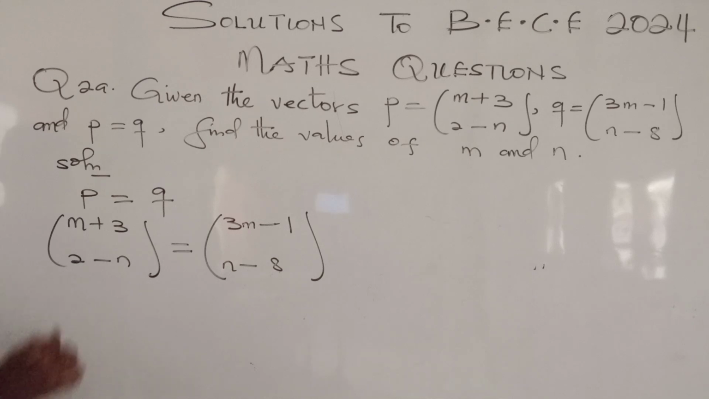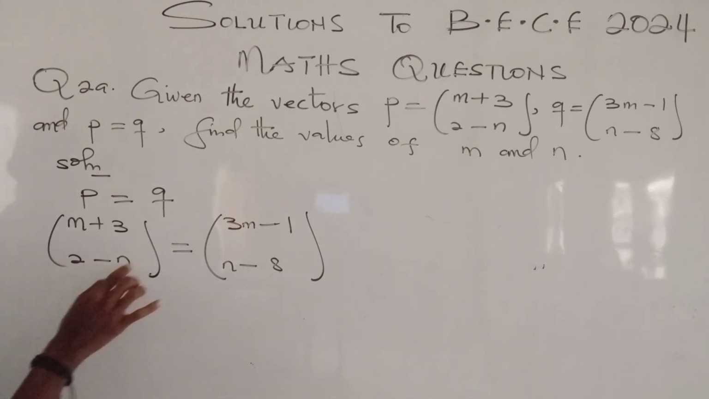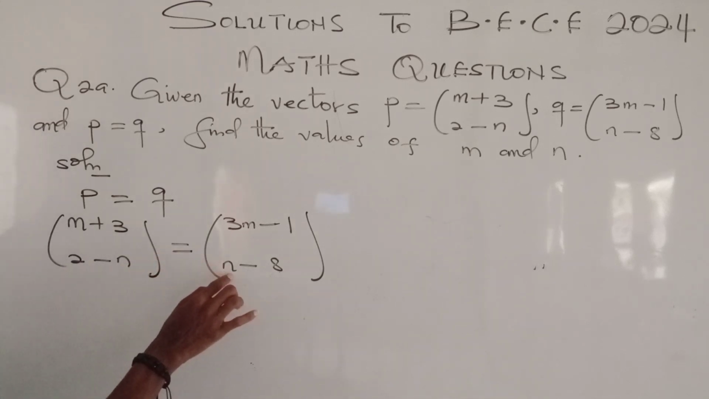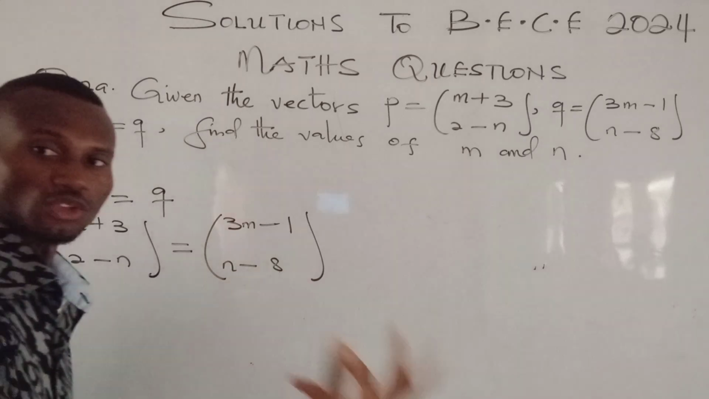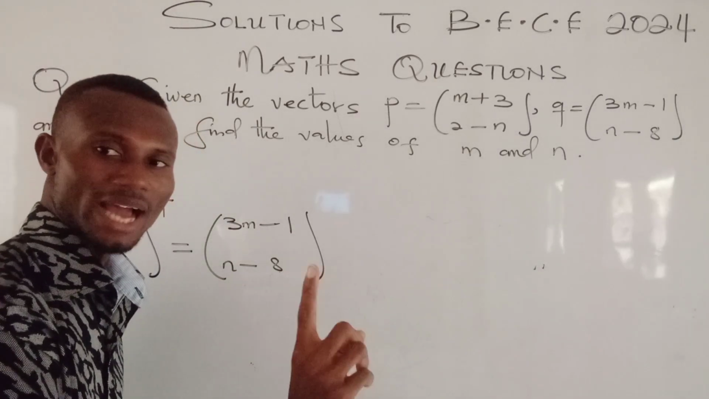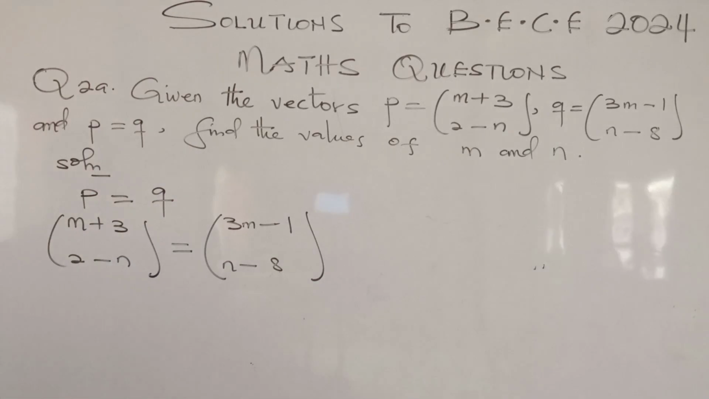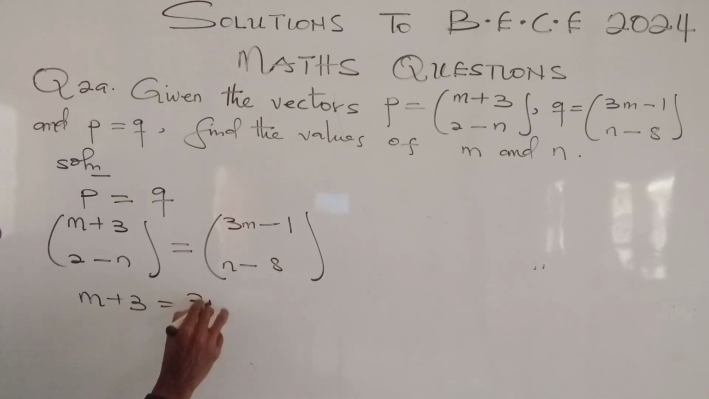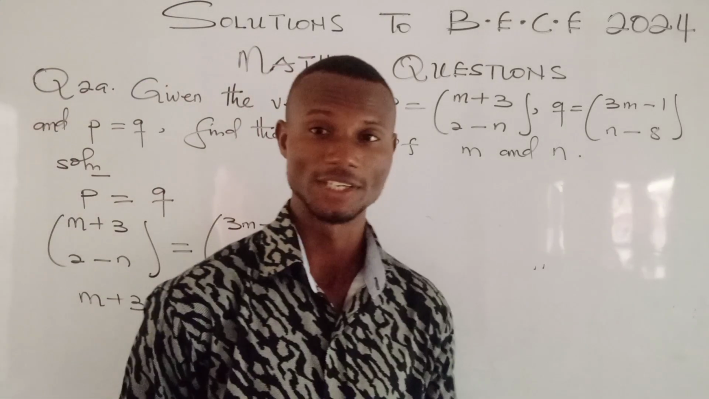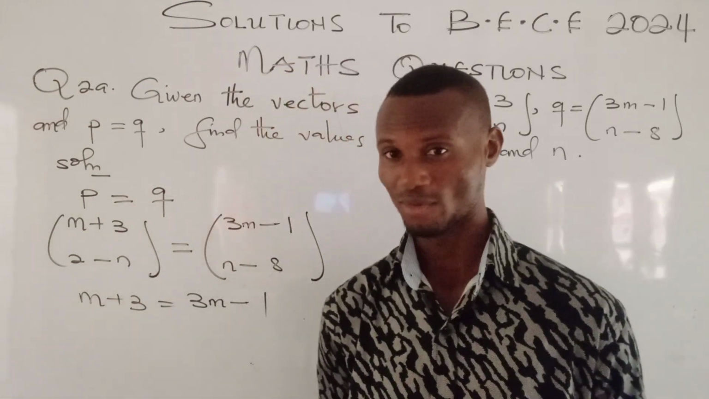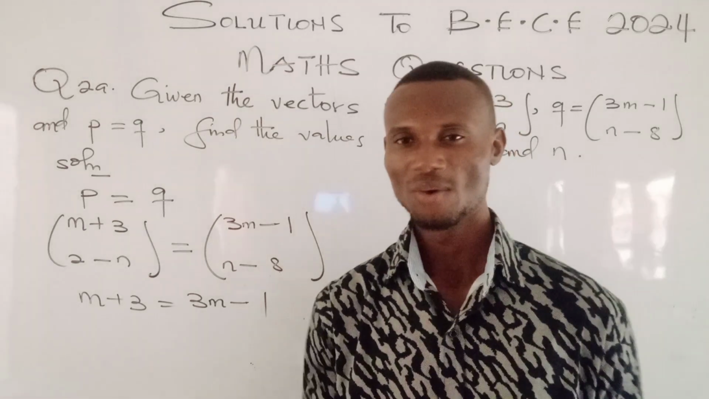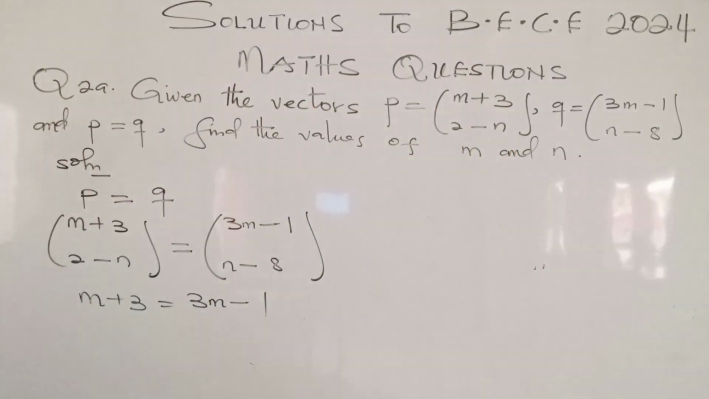And when I'm done, I'll take the 2 minus n here and equate it to n minus 8. Then we solve for the value of n as well. I hope you understand up to this point. So let's do exactly that. I'm going to have m plus 3 equals 3m minus 1. From here, this becomes a simple linear equation to solve for the value of m. After two linear equations, we are applying that here. So let's go ahead and solve.